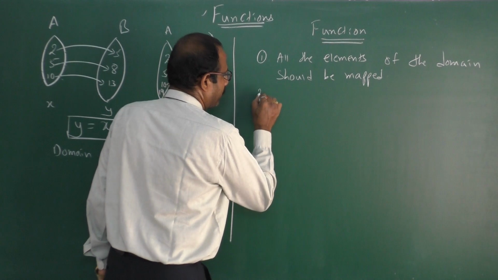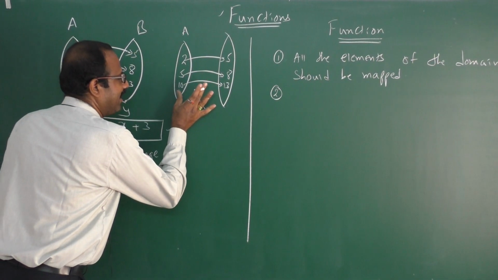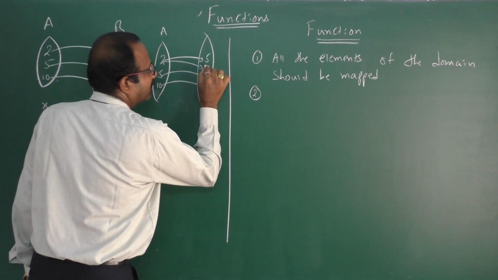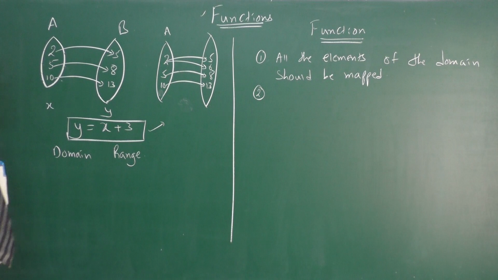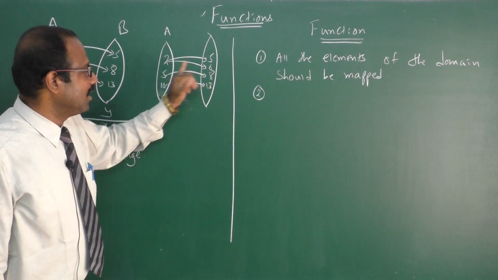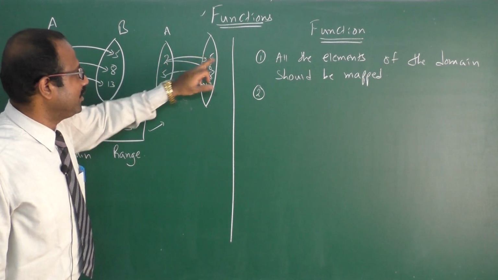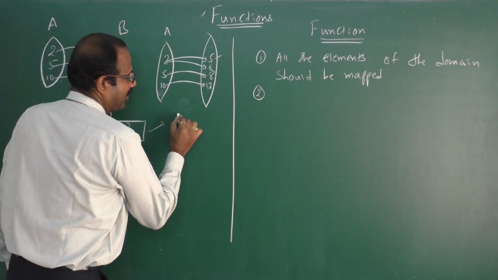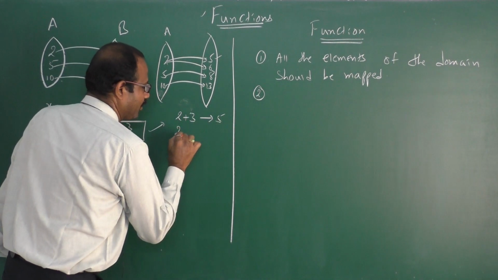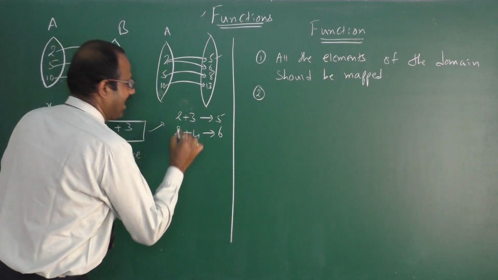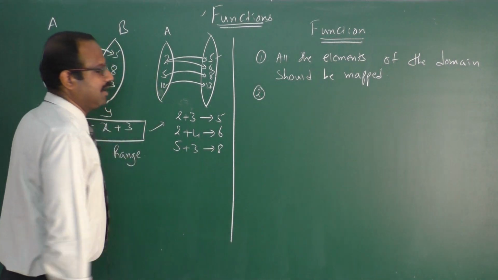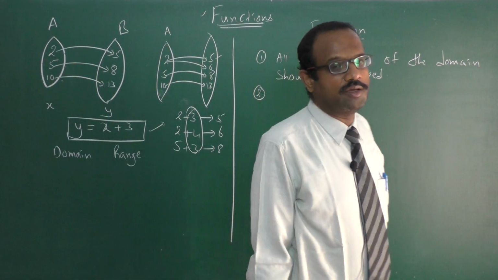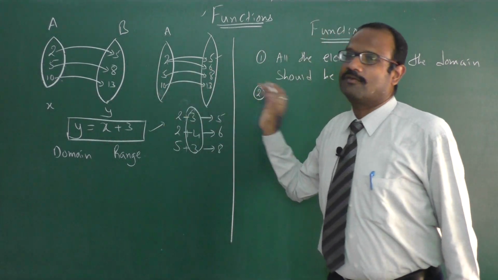The second condition: let us assume that 19 is not here. I'll take this 2 and this 2 is mapped to another number 6. Now, if I ask you, what is the relation between these two? That means to this 2, if I add 3, I'll get 5. 2 plus 3, I'm getting it as 5. And 2 plus 4, I'm getting it as 6. And 5 plus 3, I'm getting it as 8. So here you can see that we don't have any common relation between the domain and the range, between the first set of values and the second set of values.